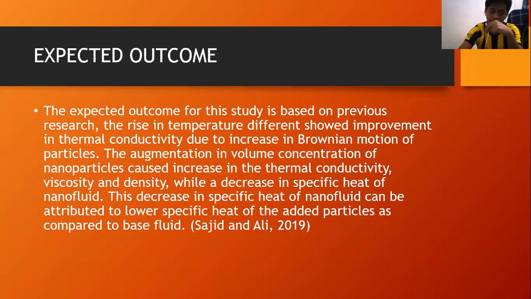This has been researched by Sajid and Ali in 2019.